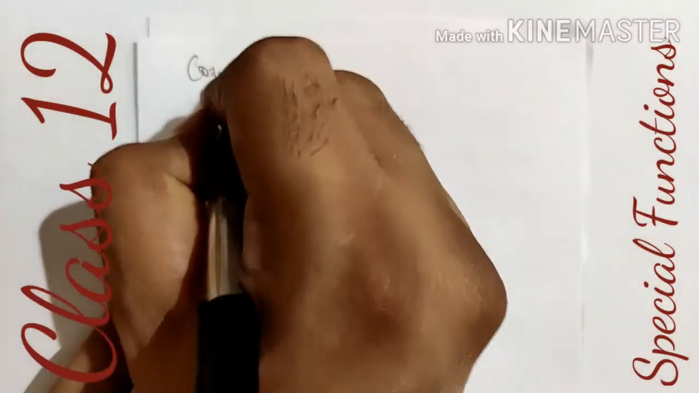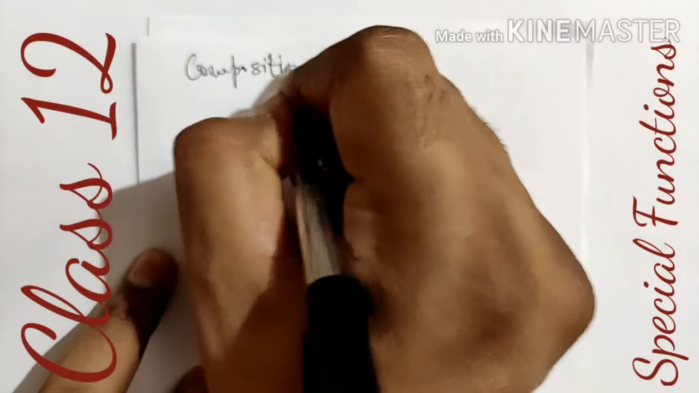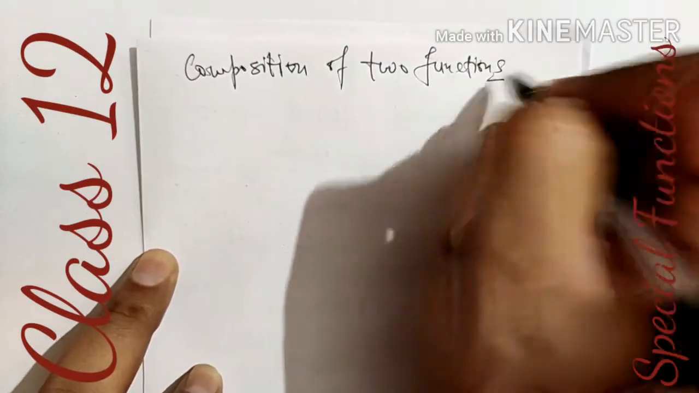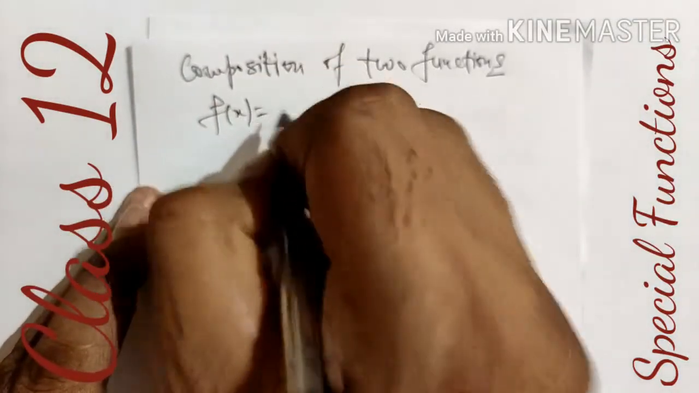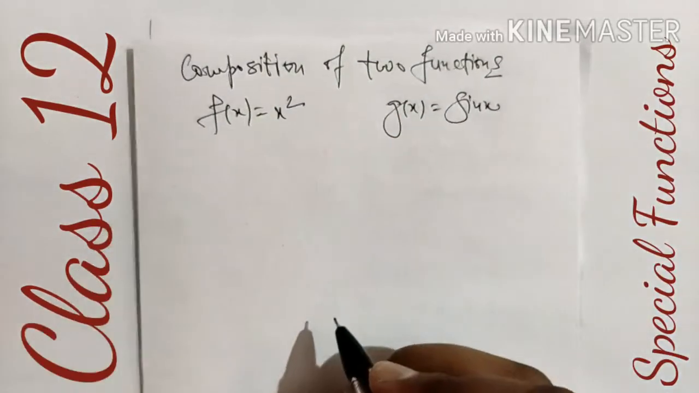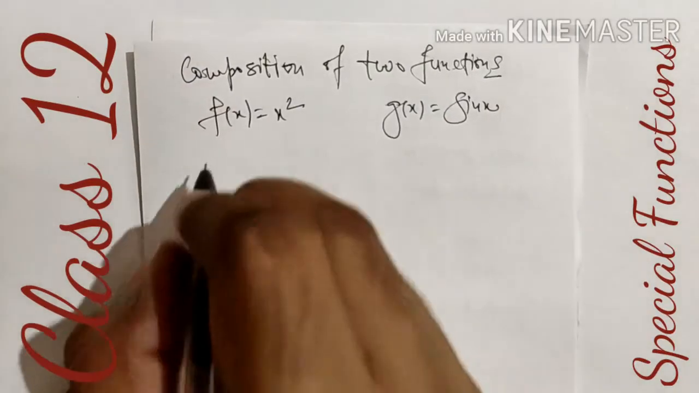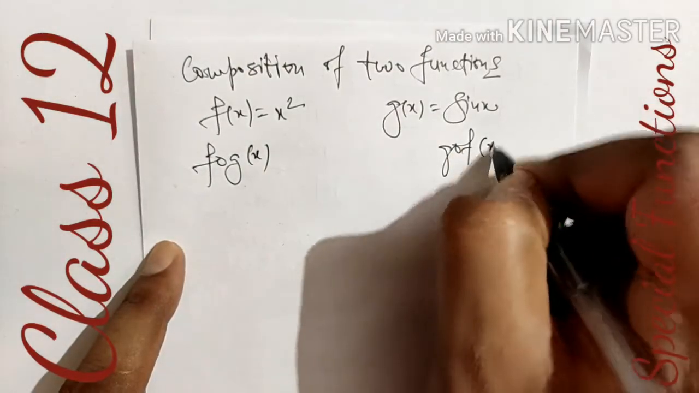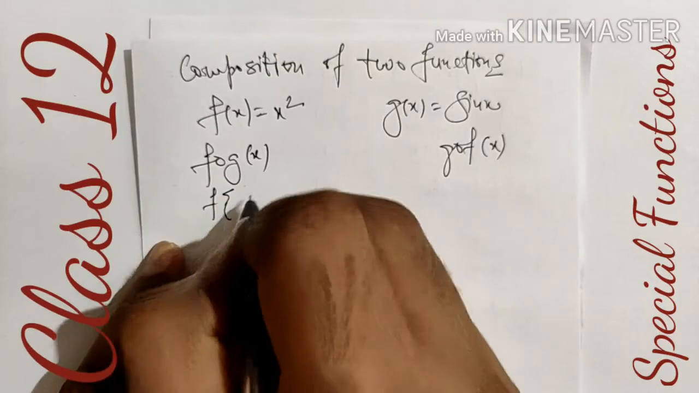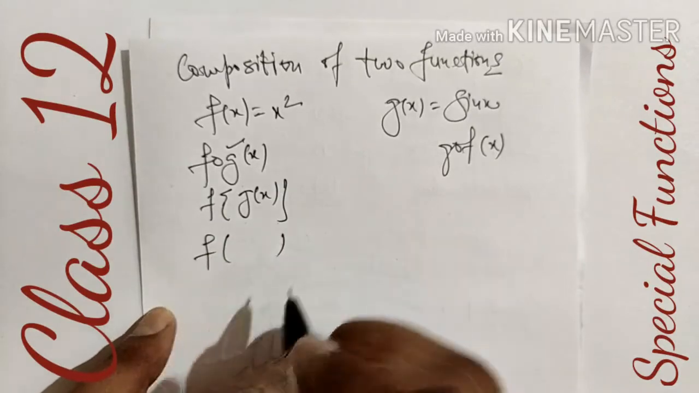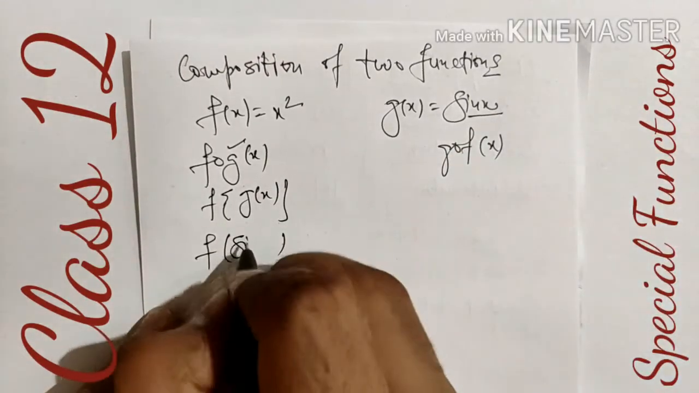The next type we are going to do is composition of functions. For example, we have f of x given by x square and g of x given by sine of x. In the case of composition of two functions, we have two types, f of g and g of f. It can be explained like this. We can break it like this. First of all, g operates here, using the value of g of x, which is sine x.